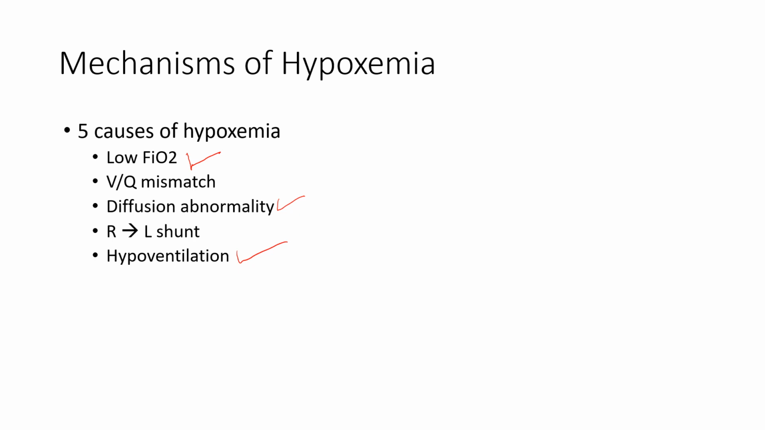So already within a second of writing these 5 learning objectives, you know that 3 of them don't need much time to explain. The right to left shunt maybe a little bit more, but again, it's not as complicated. And maybe the VQ mismatch may be the hardest to understand or is often misunderstood. So what do you do with this information?